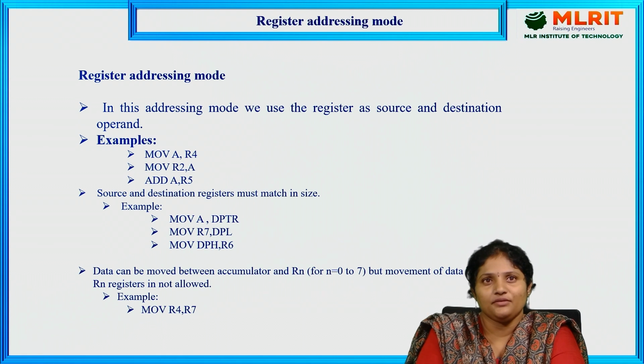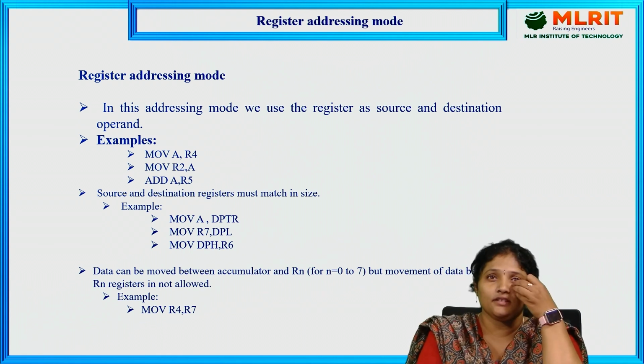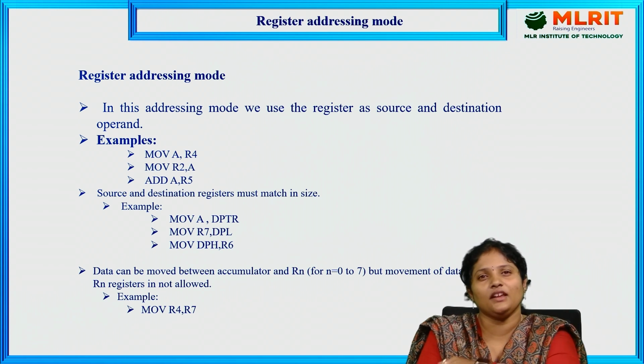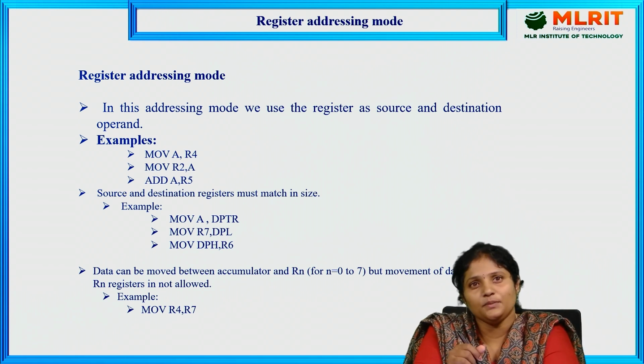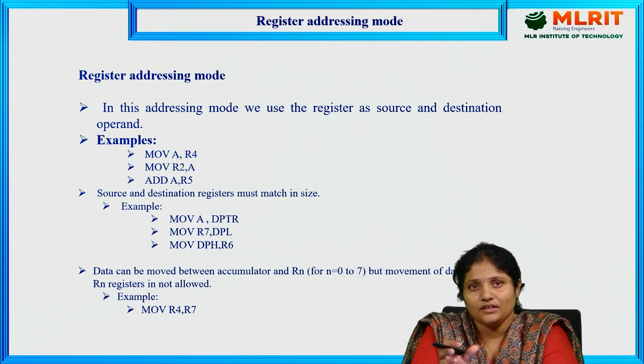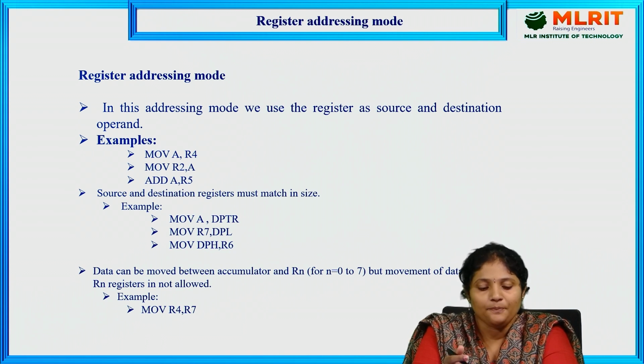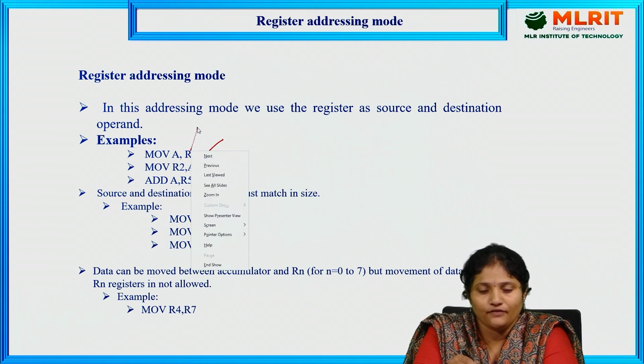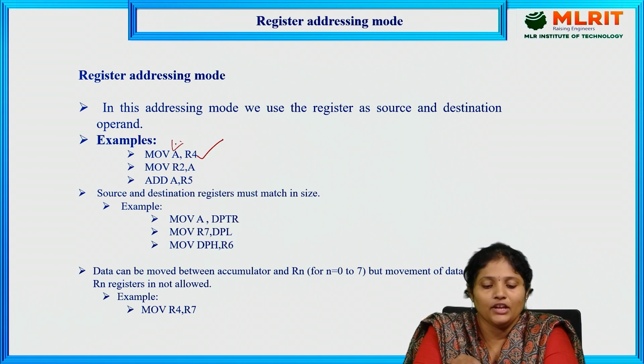Coming to the next addressing mode, the register addressing mode. The name itself suggests that the registers will be presented in the instruction itself. In this particular mode, the two operands, the destination operand and the source operand, should both be registers. You can use any register, depending upon availability. Here, in this particular instruction, the data present in the R4 register will be moved, or copied, to the accumulator register A.